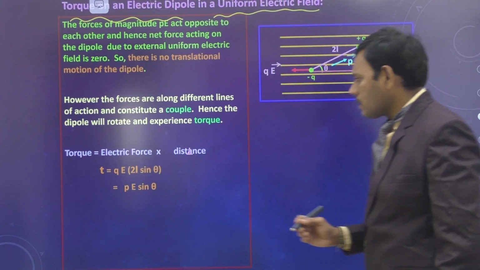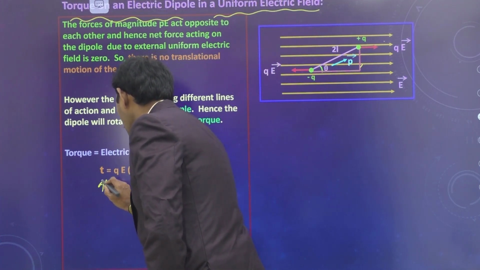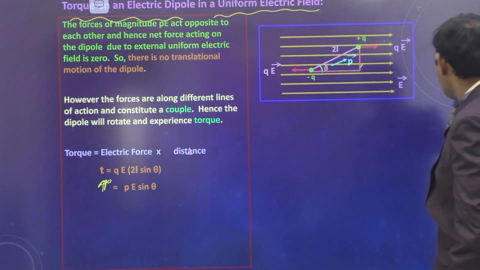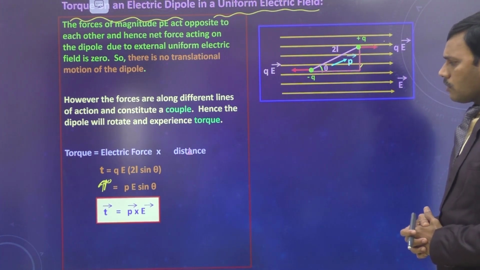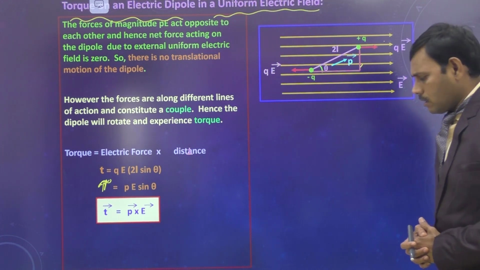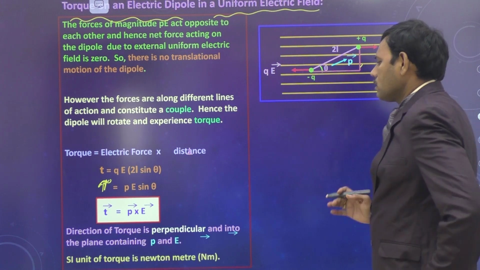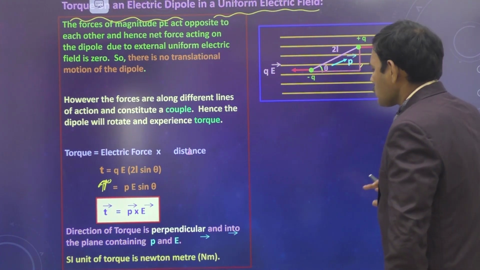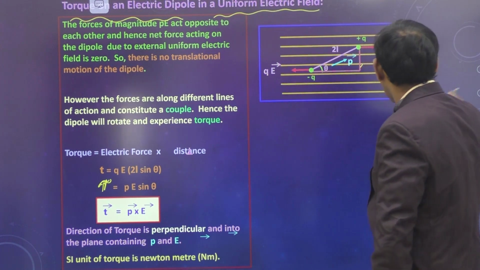Then the expression for the torque acting on the dipole, let tau be the term that gives the torque, is equal to pE sin theta. In vector form, tau bar is equal to p bar cross E bar. So this is the main expression: in magnitude form pE sin theta, in vector form p bar cross E bar.